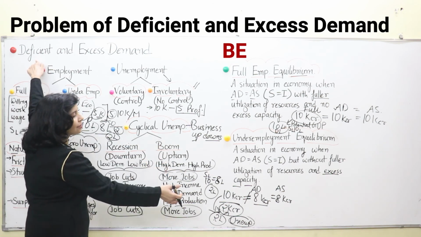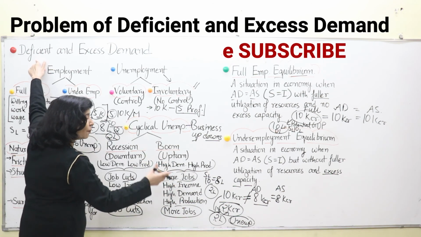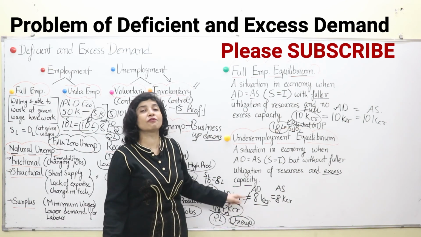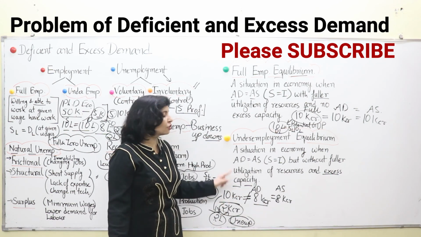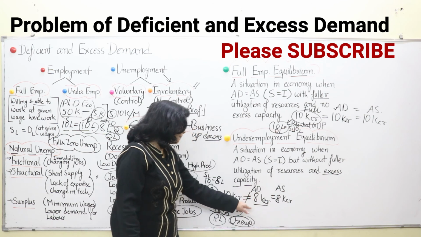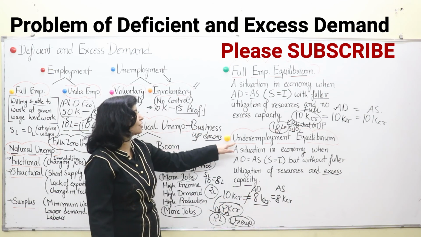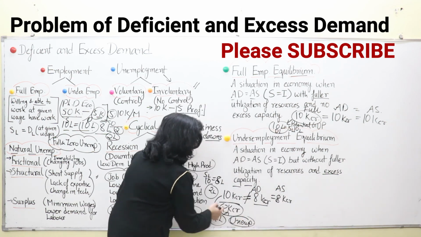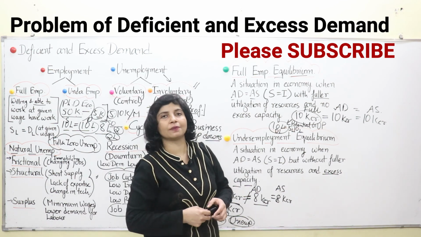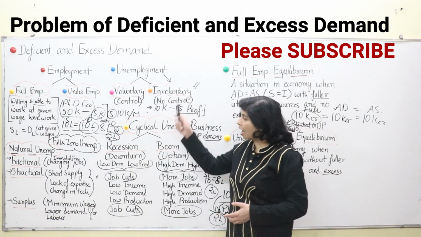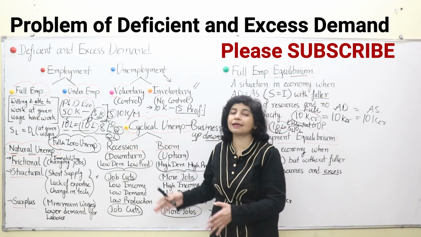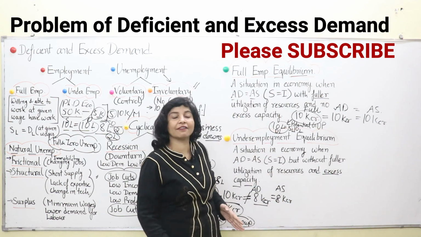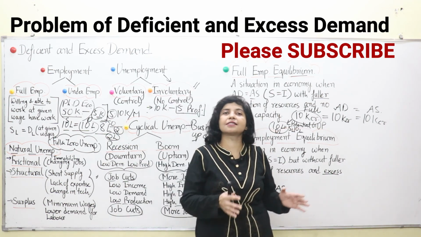We will discuss this problem with the help of a diagram in our next video, but here you need to understand the concept. There is excess capacity of 2,000 crore rupees worth of goods and services. Owing to this deficient demand, people have lost their jobs, and this is known as underemployment equilibrium, because in this equilibrium of demand and supply there is excess capacity and people have lost their jobs. So we have discussed the concepts of deficient and excess demand, full employment equilibrium and underemployment equilibrium, not the diagrammatic presentation. We will discuss that in our next video.